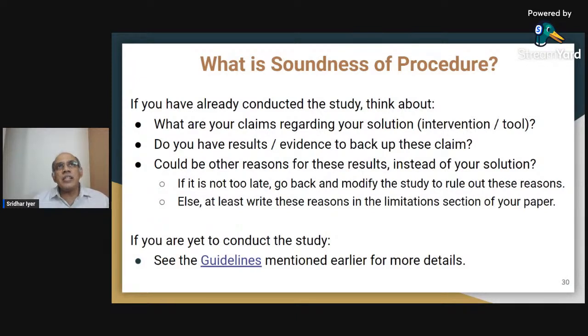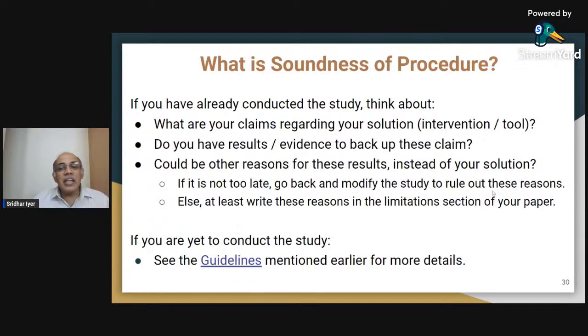So all of these need to be ruled out, saying that, okay, it cannot be because of that, it cannot be because of this, it cannot be because of that, hence it has to be because of only my solution. Okay, so if you are not able to do that, then if it's not too late, in some cases, if it's a small study, you may be able to go back, modify the study, you may be able to get a control group, or you may be able to do a pre-test and a post-test to rule out these reasons.